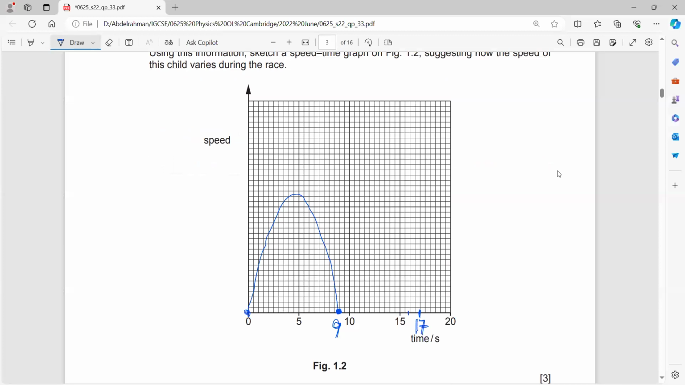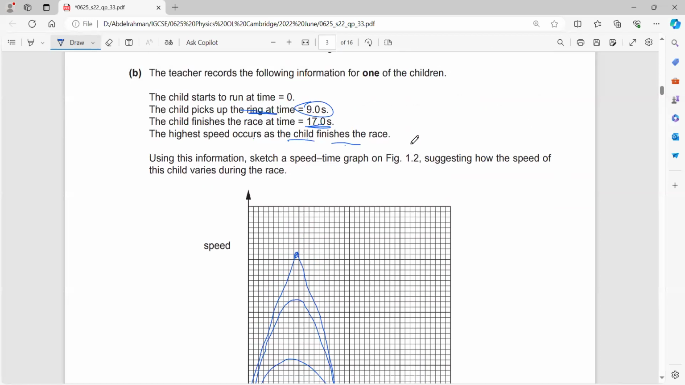Mr., what if I do it like this? Can I do it like this? Yes, you can draw. Mr., I want to draw it as a straight line and then another straight line. Yes, you can. Whatever speed. He did not state his speed. Did he state the speed? No, he didn't state the speed.